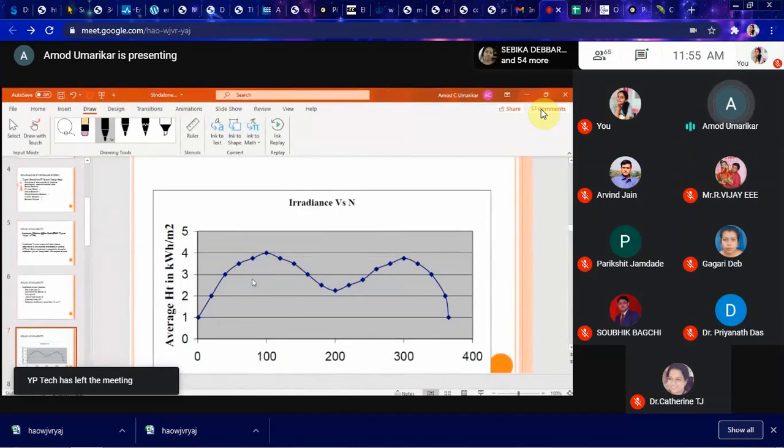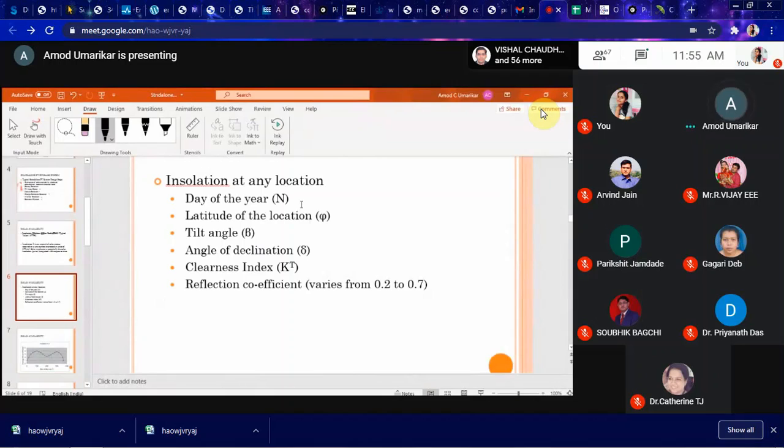Of course, this varies from place to place. In the north it will be different, in the south it will be different. In the extreme north it will be slightly different, and in the extreme south it will be slightly different. East and west will of course be different, and mid India or central India will be different. That will be the change in the solar insolation or irradiance. That's why the term irradiance is used. So this curve can be found out from this data.